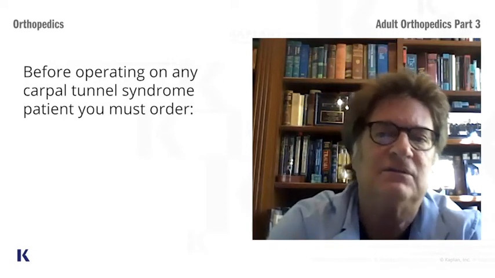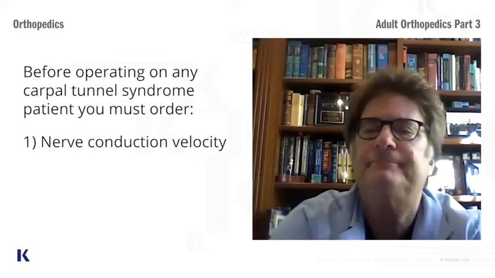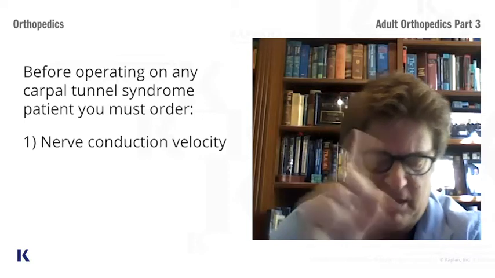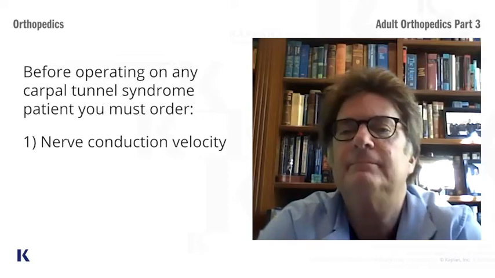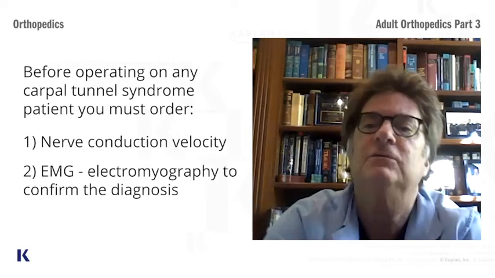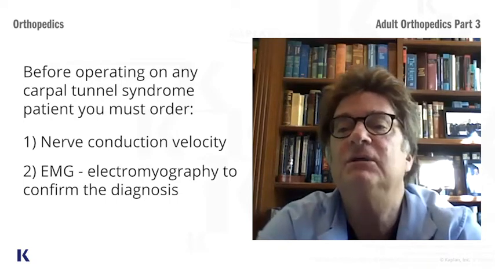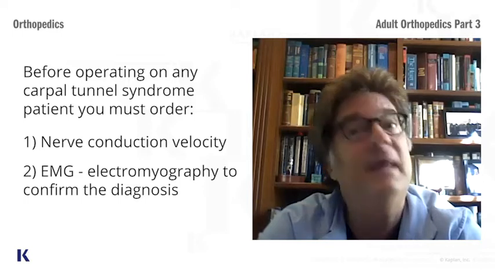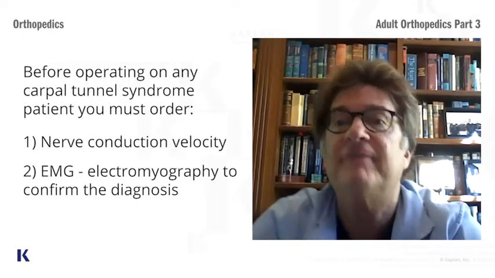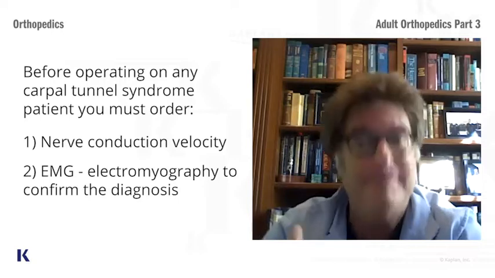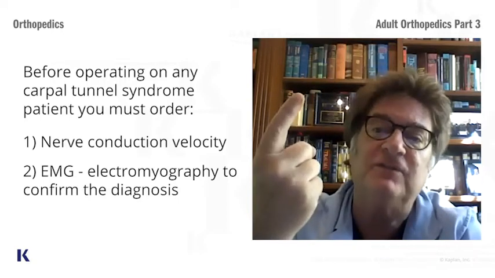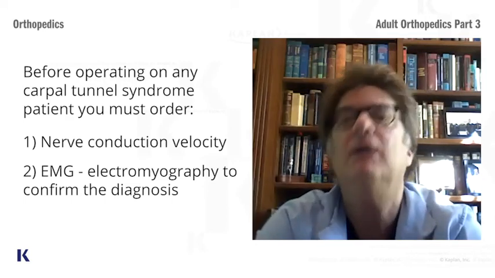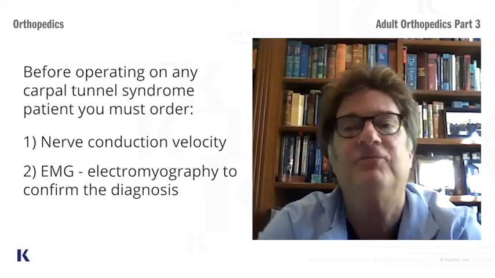You have to get two tests, and they both must be abnormal before you operate. Those two tests are, number one, nerve conduction velocity. That's number one. Number two, EMG, electromyography. That better be abnormal too. You have to get both nerve conduction velocity and electromyography abnormal before you operate.